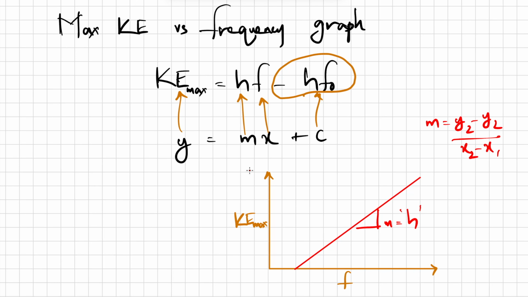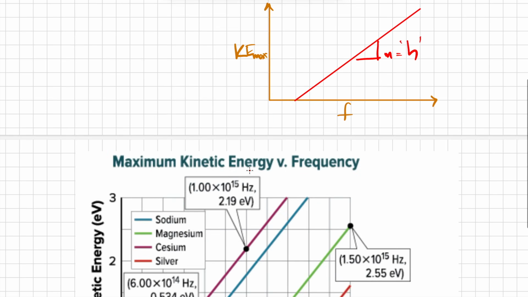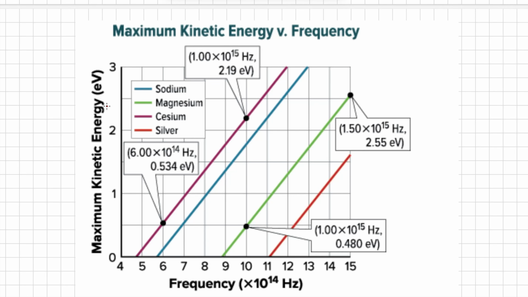So let's analyze the maximum kinetic energy frequency graph. We have maximum kinetic energy plotted on the y-axis, frequency plotted on the x-axis. We have 4 different metals: sodium, magnesium, cesium, and silver. Okay, let's consider cesium. So let's find the slope of this graph. We need 2 points. These are the 2 points. Let's call it A and B.